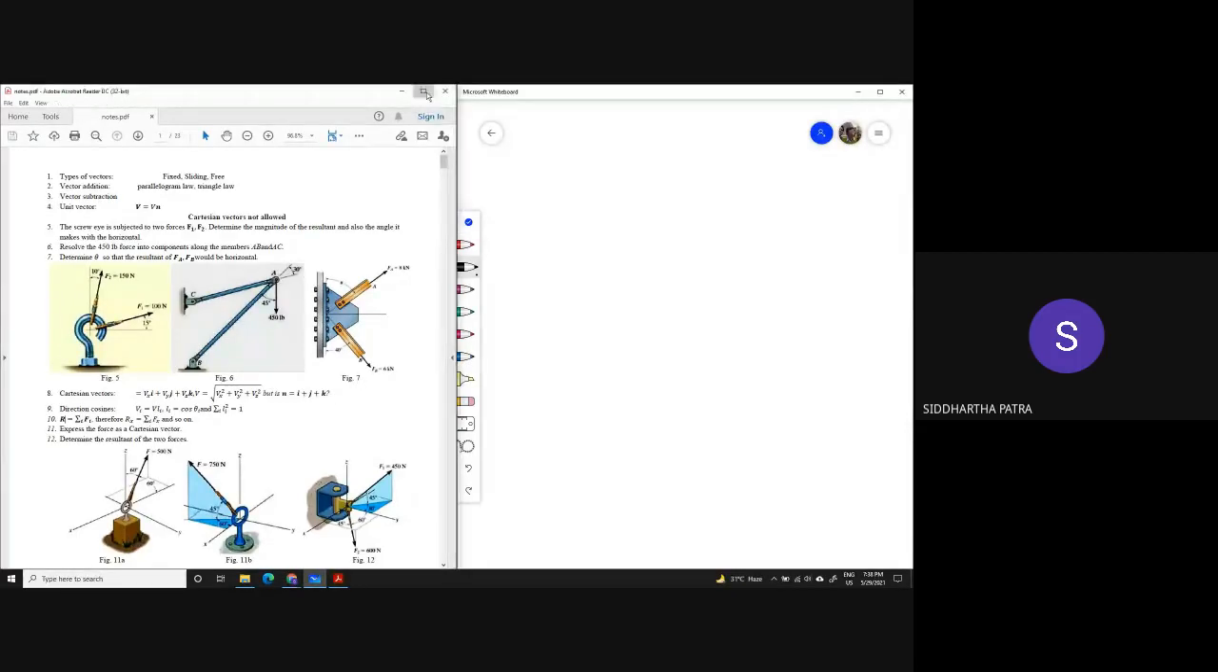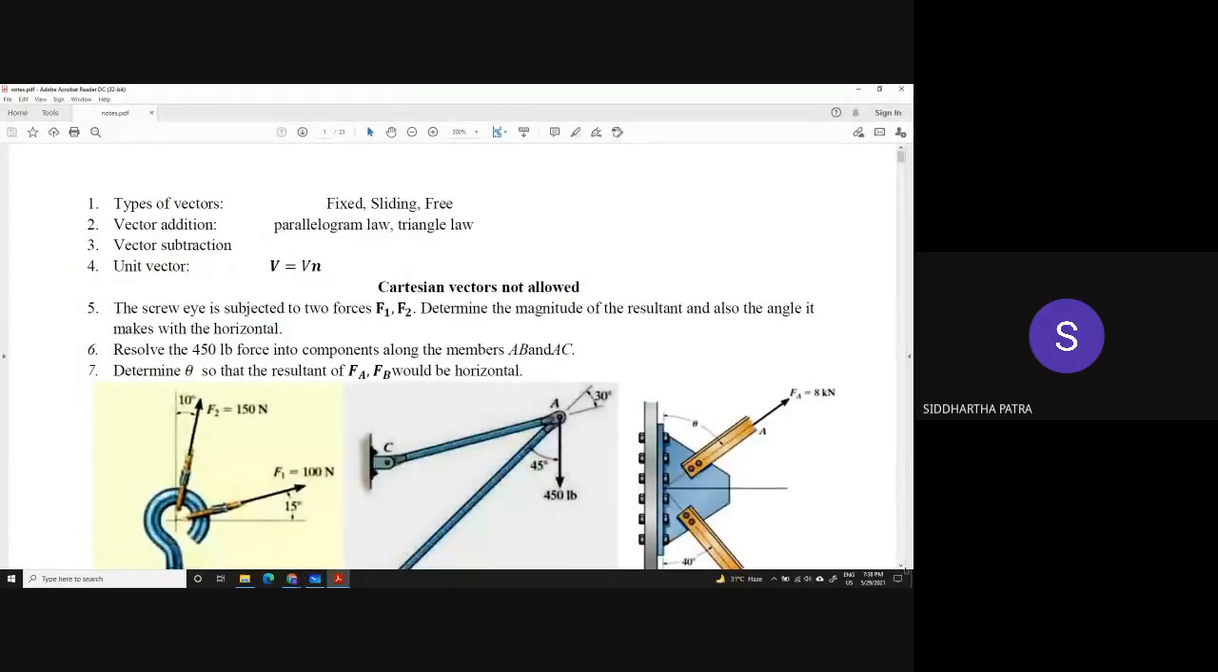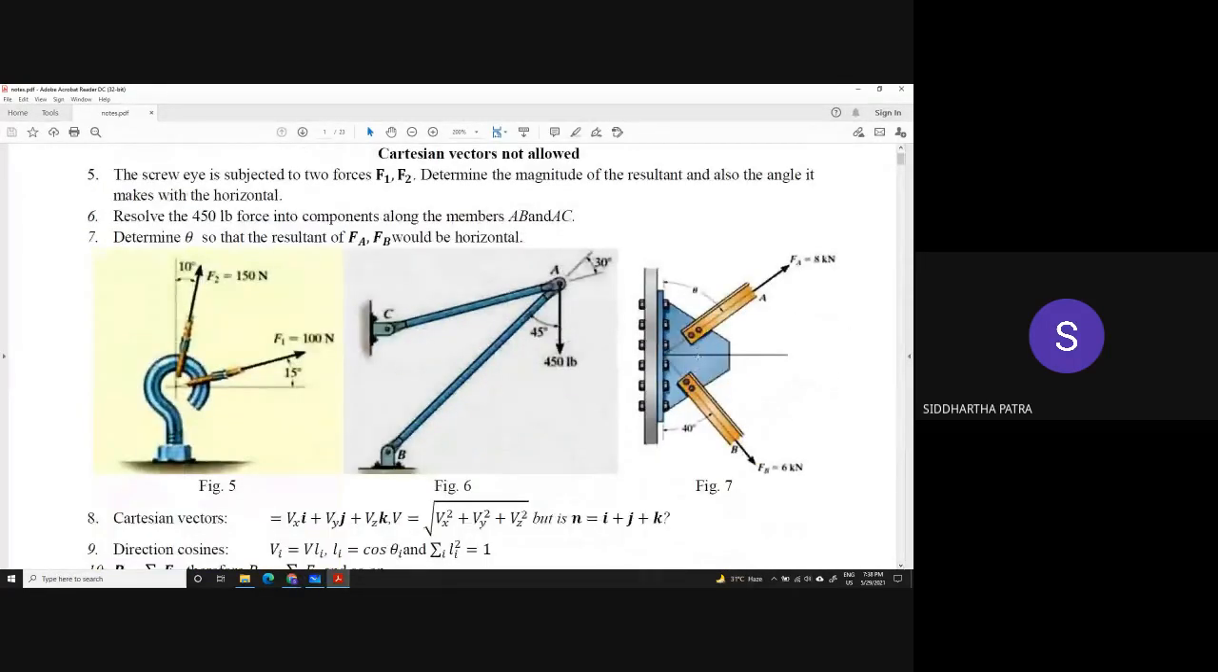Now, I don't know whether you can see it clearly. So the problem statement is, for force FB, the angle with the vertical has been given to you, which is 40 degrees. For force A, which is 8 kilonewton, the angle is not given, but it should be such that the resultant would be horizontal. That means that the resultant would pass through the x-axis. Okay, so determine theta accordingly.